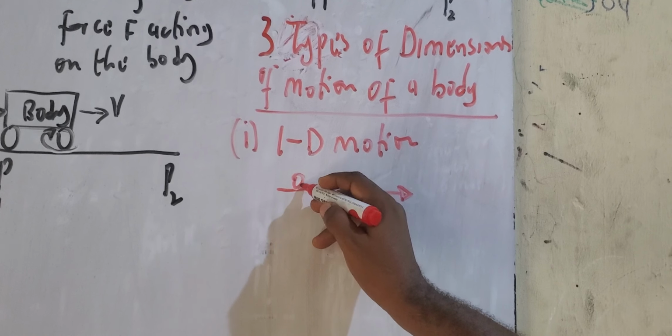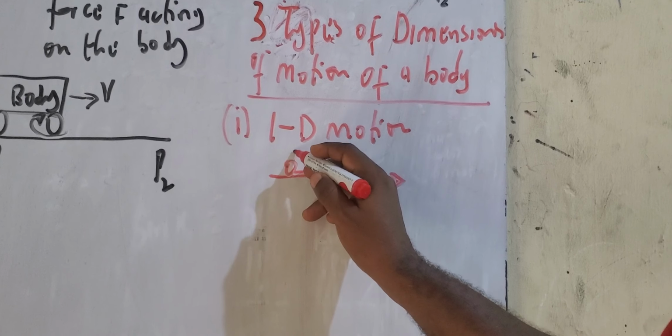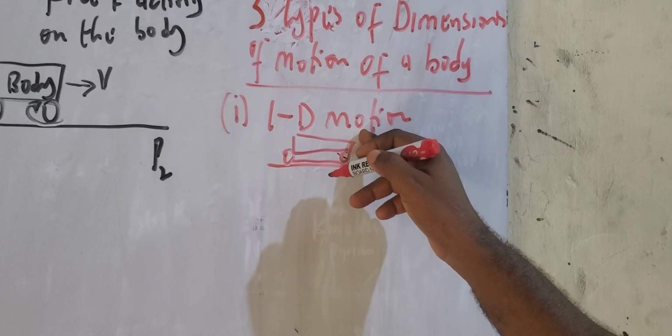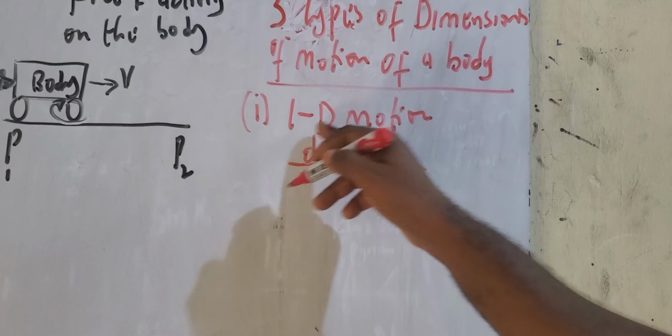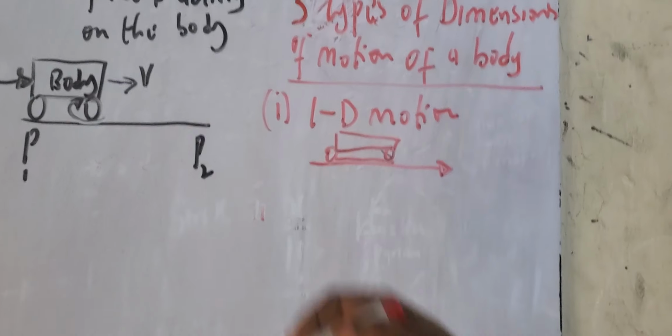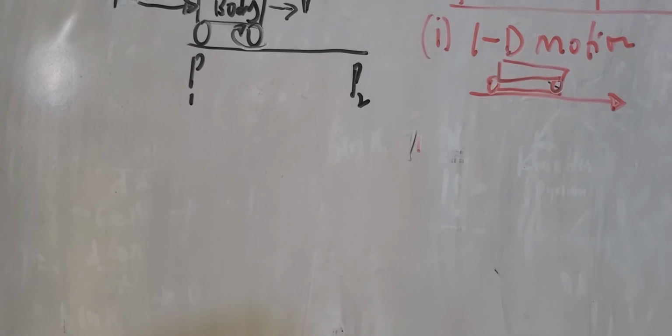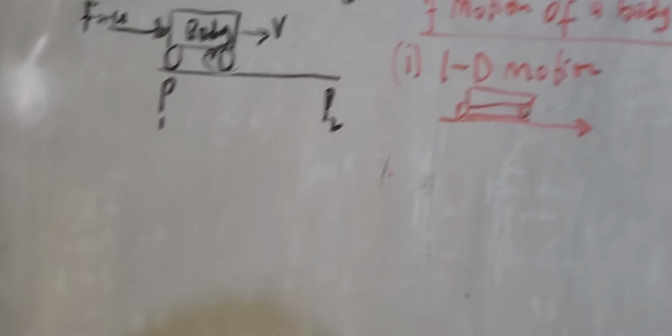This body now is moving along this straight line. When we study the motion of a body along a straight line, we are doing what is called 1D motion. That is one-dimensional motion. Now, when we study the motion of that same body on a surface, the motion of a body on a surface.